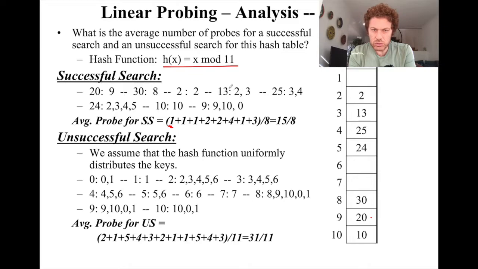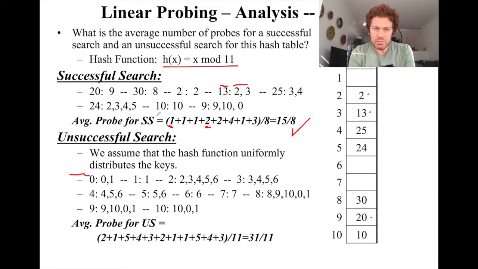But how about 13? 13 mod 11 is 2. So go to 2, not 13. Try the next, because this is linear probing. So I do 2 probes for 13, which gives 2 contributions. With that, you use all the contributions. In this case, I have 2, 4, 6, 8 keys, items in my hash table, so 8 divided by 8 will be your average probes for a successful search. For unsuccessful ones, I need to analyze the situation at every slot.